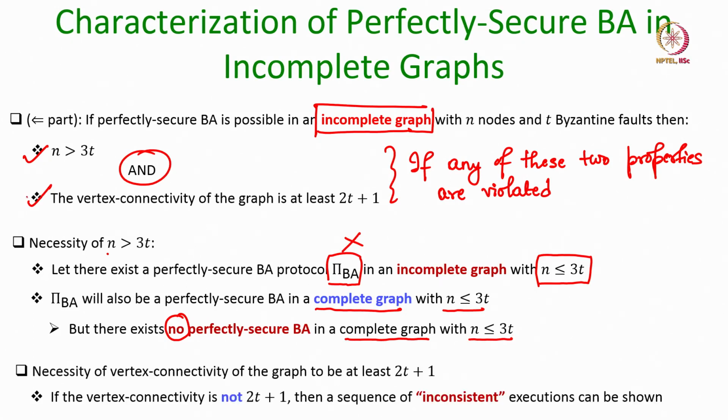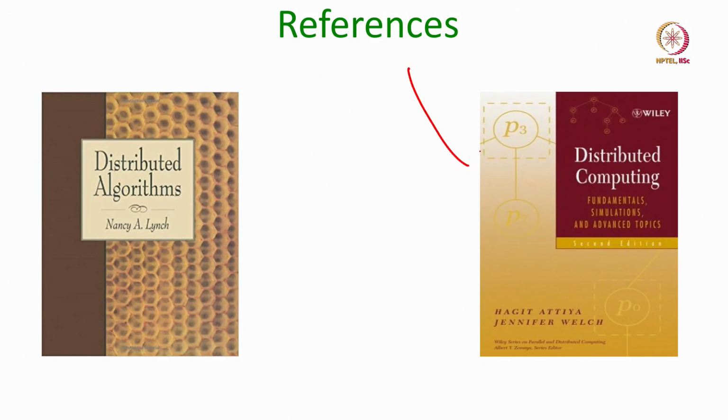Now, what about the necessity of the second condition? Well, the proof is slightly involved here. So, I will not go into the exact proof, but the idea is that if the vertex connectivity is not 2t plus 1, then we can show a sequence of inconsistent executions of the assumed Byzantine agreement protocol, and we can compose them, and arrive at a contradiction that at least one of the properties of the assumed BA protocol is violated. I will not be going through the complete proof, but if you are interested you can refer to the textbook by Nancy Lynch.